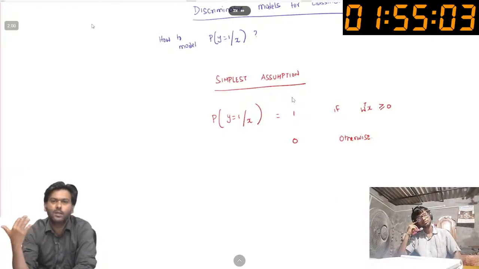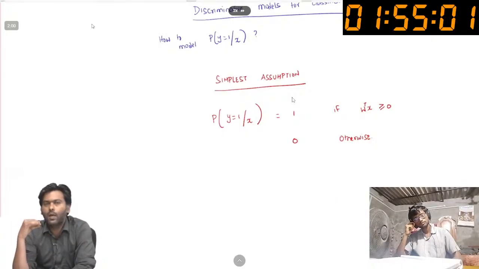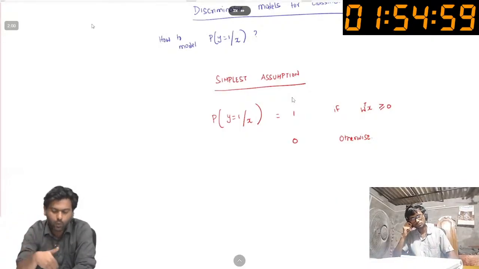Here also there is a story, but this is a discriminative story in the sense that we don't care about how the x is generated. We only care about how the y is generated given the x, right? So this is the discriminative story. And what is the discriminative story here?